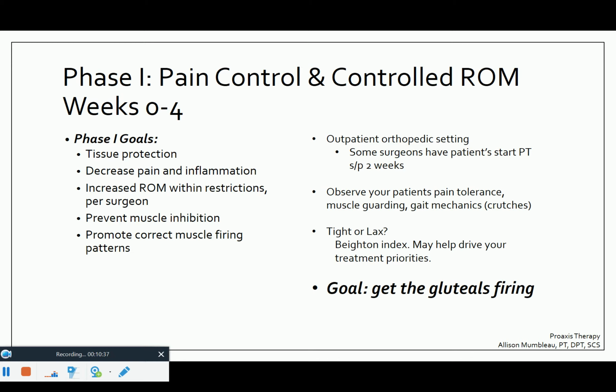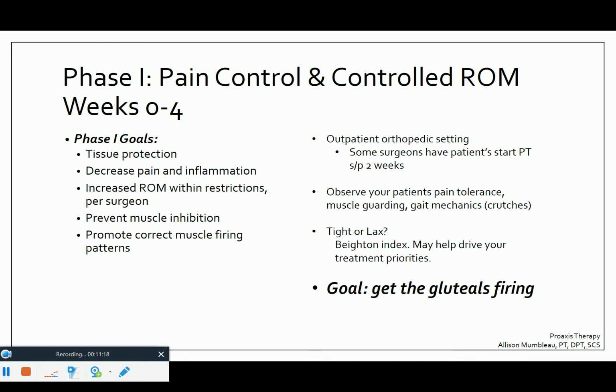The labral repair can be done anterior or inferior. Typically it's anterior. So you want to avoid things like max external rotation, max hip extension, anything that would stress the anterior structures of the hip. You want to decrease pain and inflammation, increase range of motion within the postoperative restrictions, and prevent muscle inhibition, of course. That's your big goal at the bottom right, to get the gluteals firing, and you want to promote appropriate muscle firing patterns.